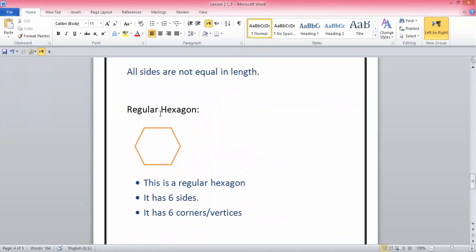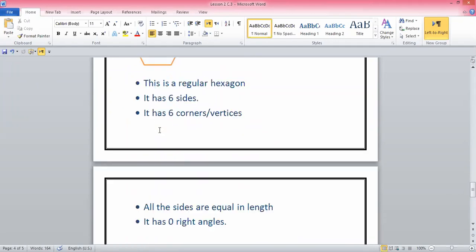Then regular hexagon. You know about regular. What does that mean? That all sides should be equal. A hexagon is a 2D shape which has 6 sides and 6 corners. So you can see there are 6 sides, 1, 2, 3, 4, 5, and 6. And there are 6 corners, 1, 2, 3, 4, 5, and 6. And all the sides are equal in length. That's why it is regular.